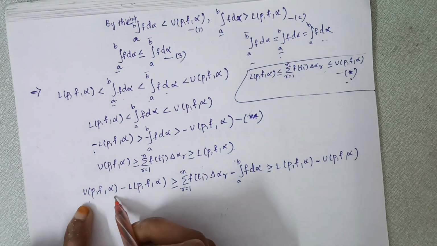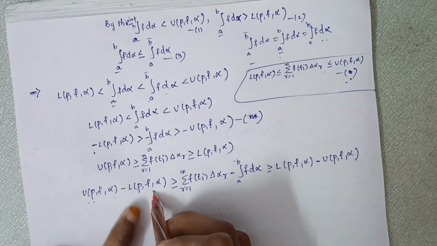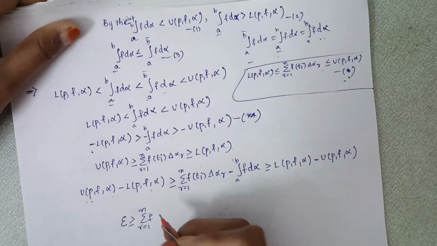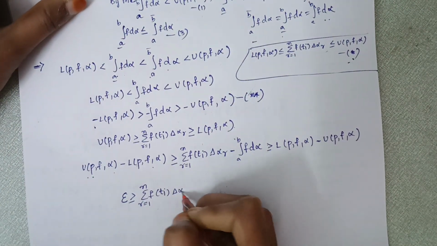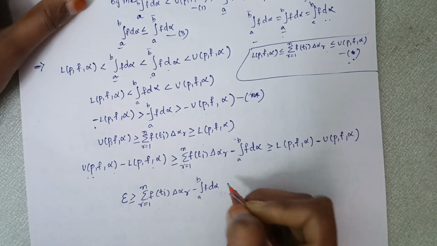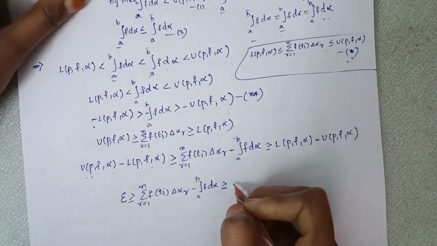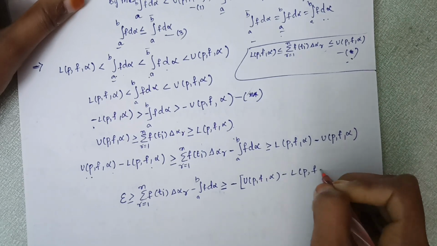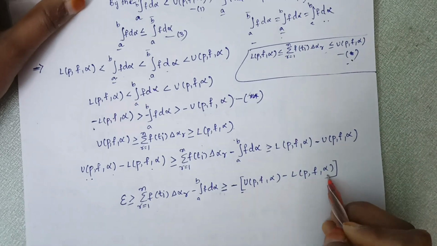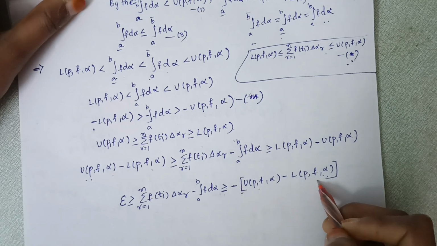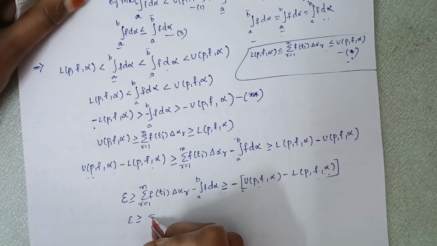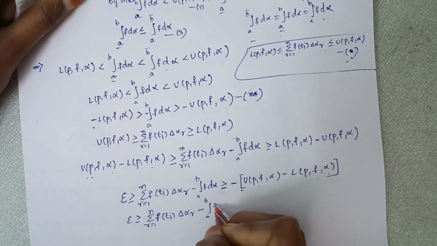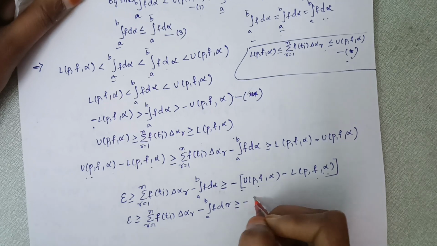And we know that U of P, f, the upper RS sum, minus the lower RS sum is always less than epsilon. So epsilon is greater than or equal to summation r equals 1 to n f of t_i into delta alpha r minus integral a to b f d alpha greater than or equal to, here I am taking the minus common, so I get U of P, f, alpha minus L of P, f, alpha. So I already know that this is nothing but the upper RS sum minus the lower RS sum, which is less than or equal to epsilon. So epsilon is greater than or equal to summation r equals 1 to n f of t_i into delta alpha r minus integral a to b f d alpha greater than or equal to minus epsilon.